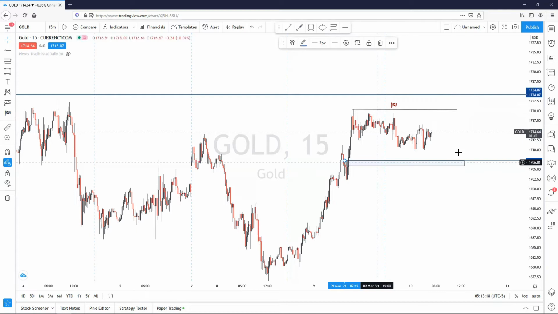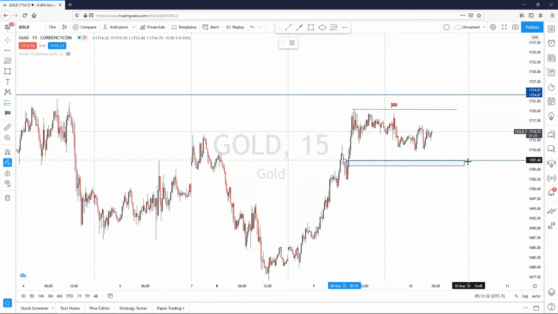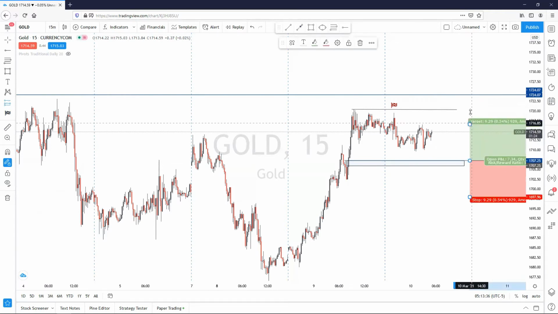1707.25 and all the way up for 130 plus pips. If we're going to go for the higher price, then we could get up to 168 pips. So here's the entry, or here's the target.